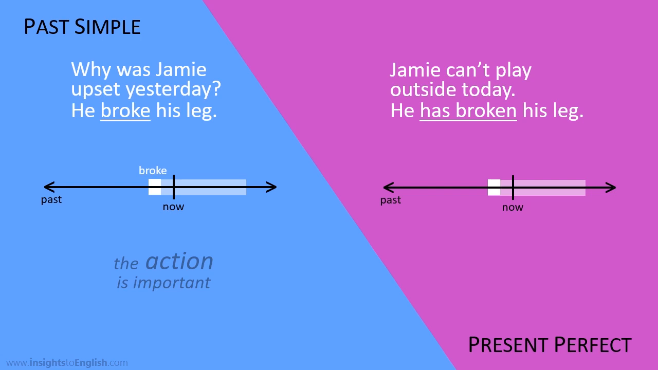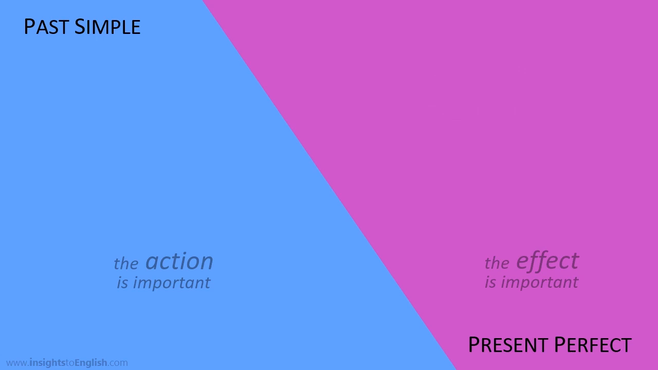Then what is true right now? His leg is broken. It's in a cast. It hasn't healed yet. Well done. In this case, the action isn't important, but the effect is. Jamie's leg is in a cast today because he broke it yesterday. Again, we put the past and present together.